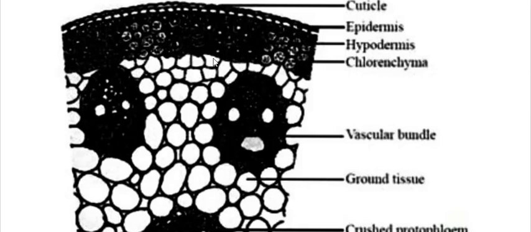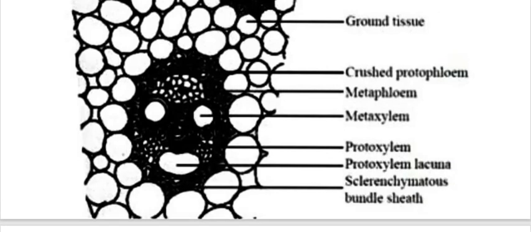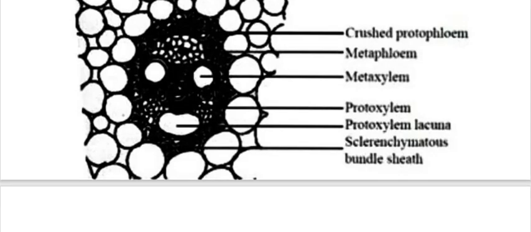And then below the hypodermis, the ground tissue is present towards the center, and this ground tissue consists of parenchyma cells, and in this ground tissue vascular bundles are scattered. This is the detailed diagram of the vascular bundle of the central part, which is large in size.